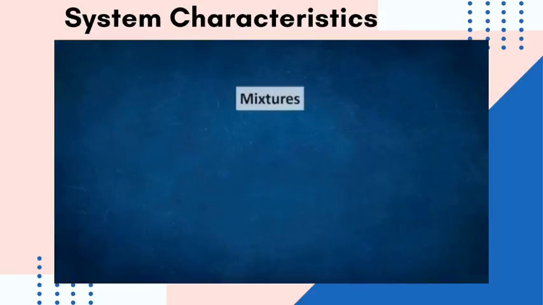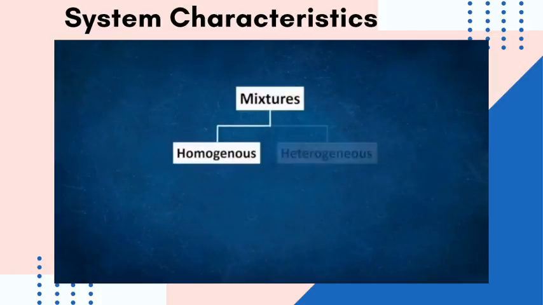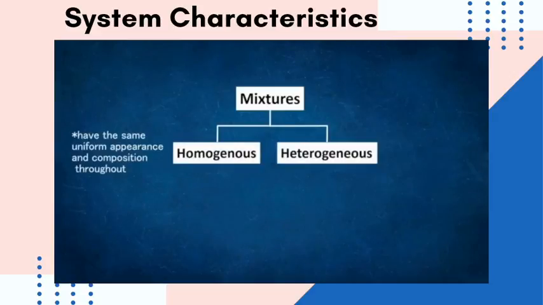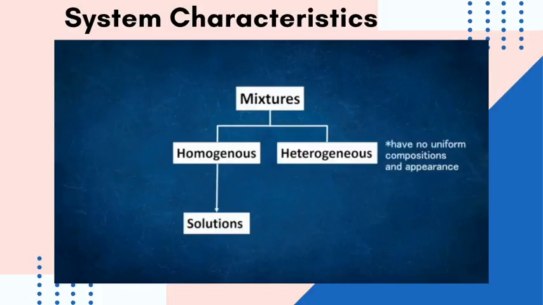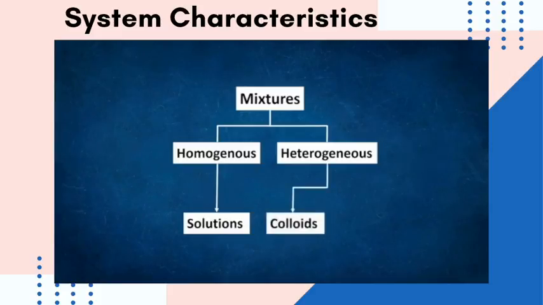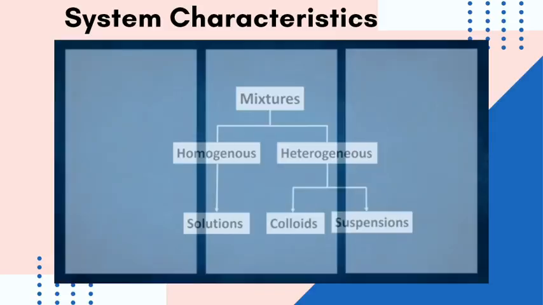Here is a diagram of mixtures. Mixtures either form a homogeneous mixture or a heterogeneous mixture. Homogeneous mixtures have the same uniform appearance and composition throughout. The type of mixture under homogeneous mixture is solutions. Meanwhile, heterogeneous mixtures have no uniform composition and appearance. The examples are colloid and suspension.